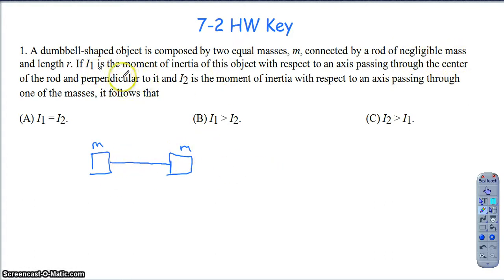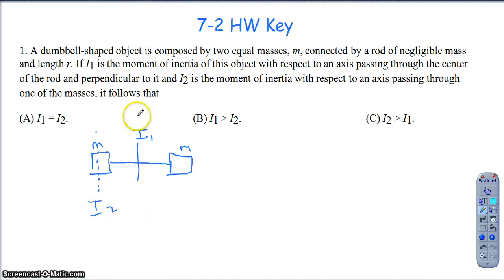The moment of inertia I1 is defined as when it's passing through the axis of rotation through the center of the rod, right? So they've defined I1 when it goes through the center, and they've defined I2 as the axis of rotation being over here.